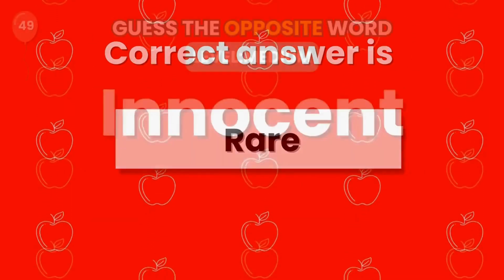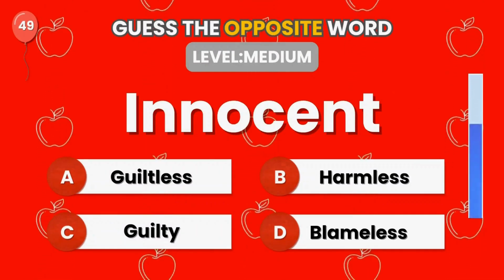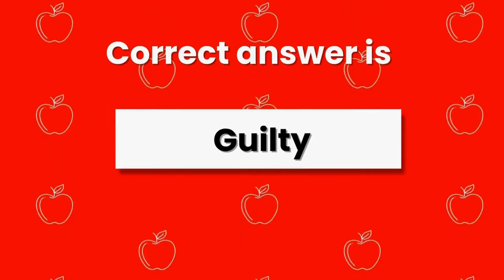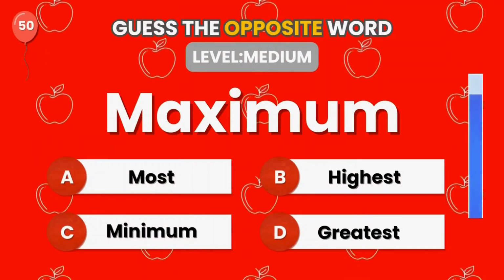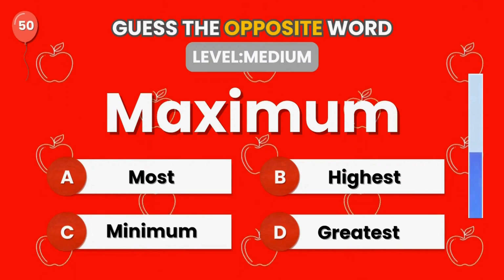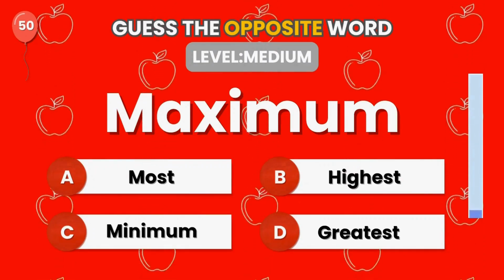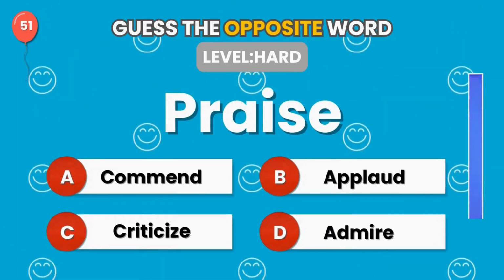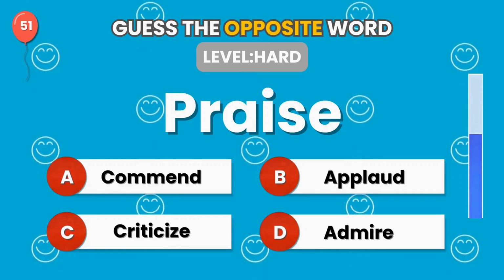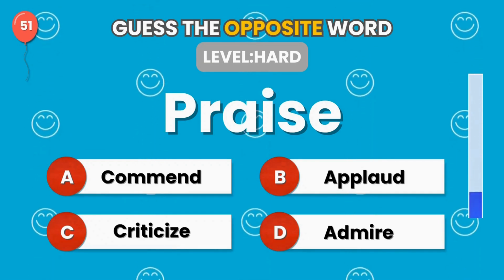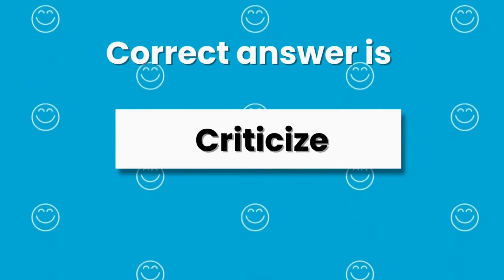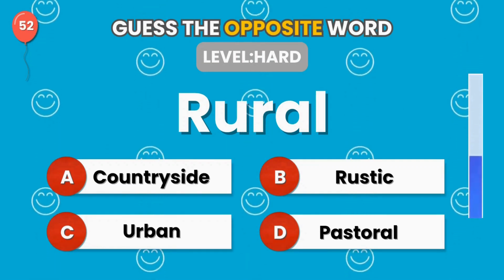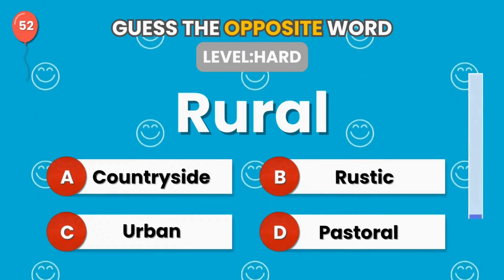What's the opposite of frequent? Rare. Opposite word for innocent? Guilty. The opposite of maximum? Minimum. What's the opposite of praise? Criticize. Opposite word for rural? Urban.